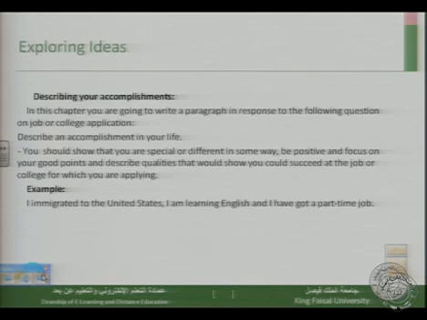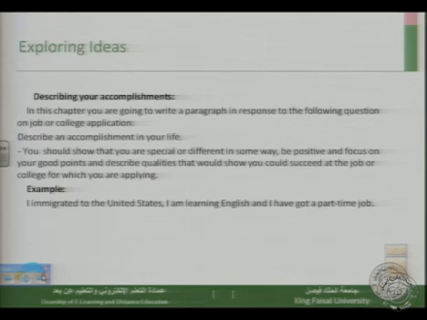Okay, so an example of writing a sentence about your accomplishments is this one. You have this example: I immigrated to the United States. So this is the first accomplishment the applicant did. He immigrated to the United States. Of course, this is an opportunity to learn more about the culture of people in the United States and maybe to learn the language better.